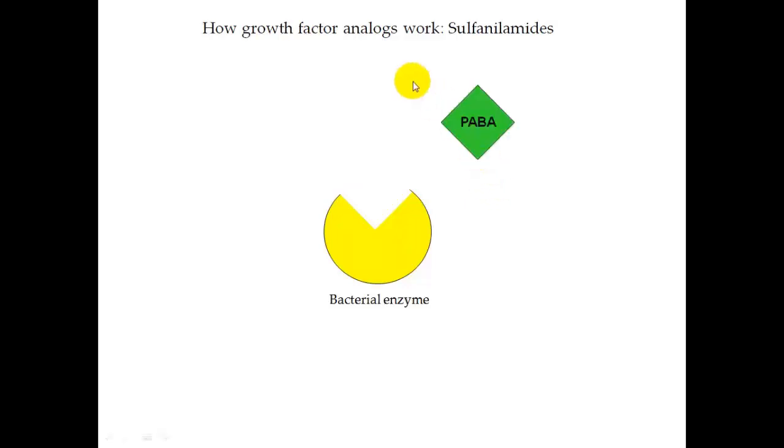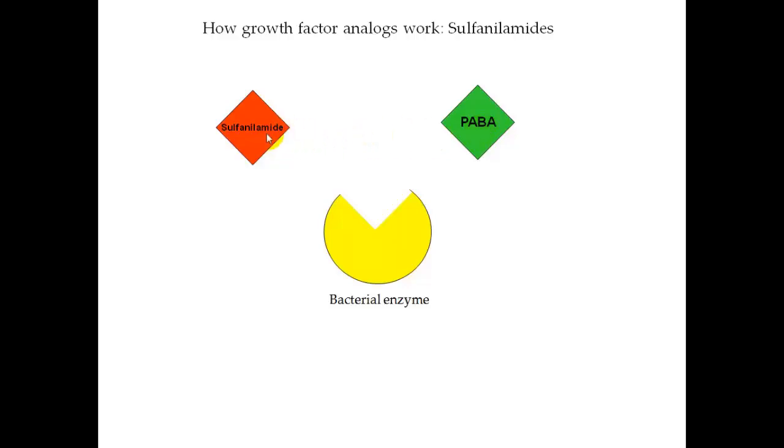So now we're going to talk about how this class of antimicrobial drugs called growth factor analogs work. Specifically, we're going to take a look at sulfanilamides as an example of a growth factor analog and how it works. So say that here is a sulfanilamide molecule that has now made its way inside of a bacterial cell. It turns out that that can wreak havoc on a bacterial cell, and you might be able to guess why, based on how this is drawn. Again, this is considered to be a growth factor analog, which means that it has a very similar structure to a nutrient that bacteria need, in this case, para-aminobenzoic acid, or PABA.